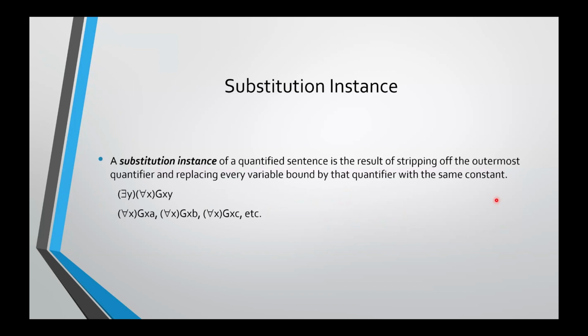Now, there's one last definition that we need to give before we're done with formal syntax. That's the notion of a substitution instance. A substitution instance of a quantified sentence is what you get if you take off the outermost quantifier, and you can only take off the outermost quantifier. Substitution instances only work from the outside in. And then you replace every variable that's bound by that quantifier with the same constant. So these are all substitution instances of this sentence here. You can take that y there and replace it with any constant. Note that you couldn't go and replace that x with anything because that's not the outermost quantifier.